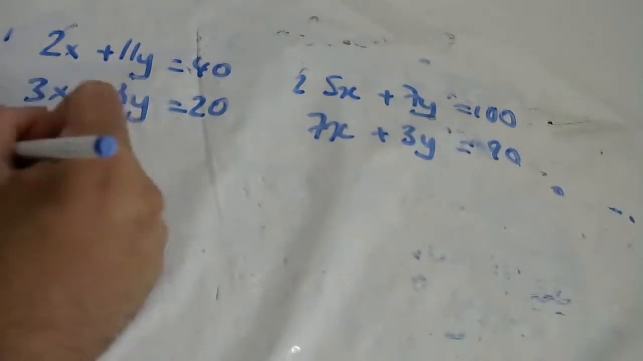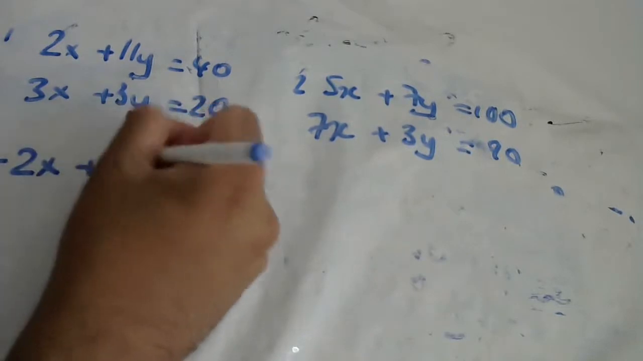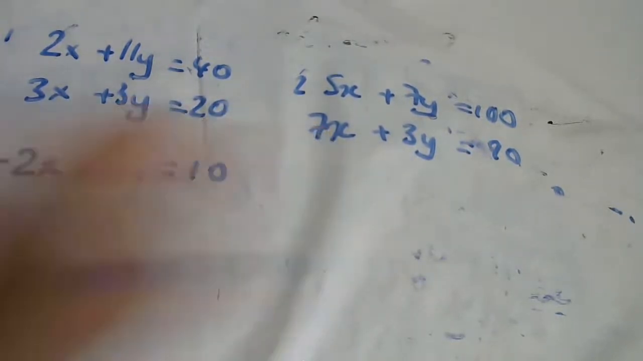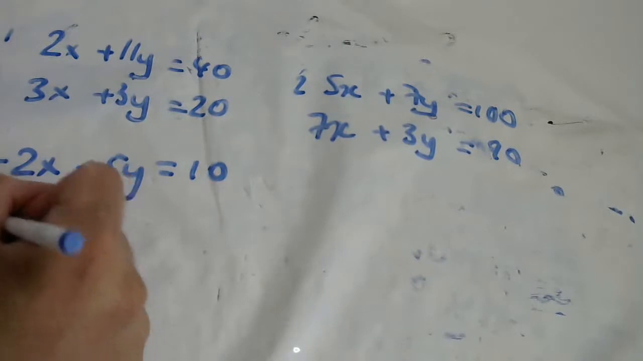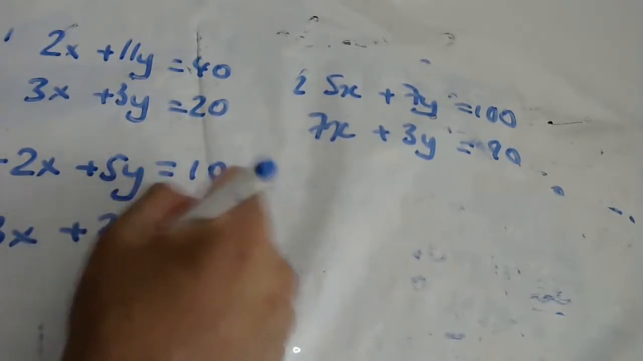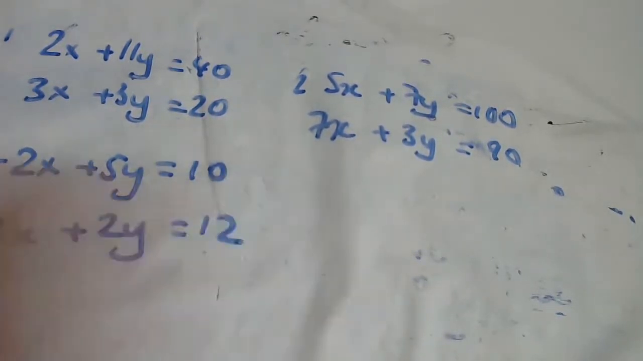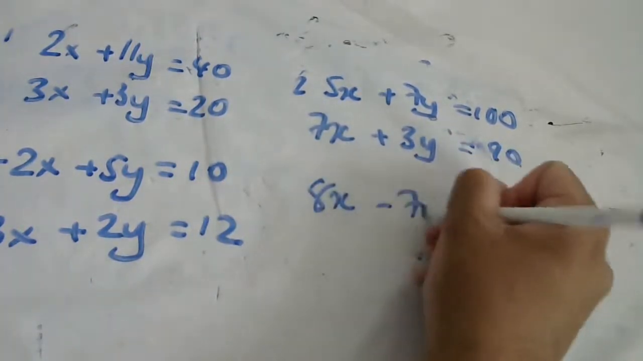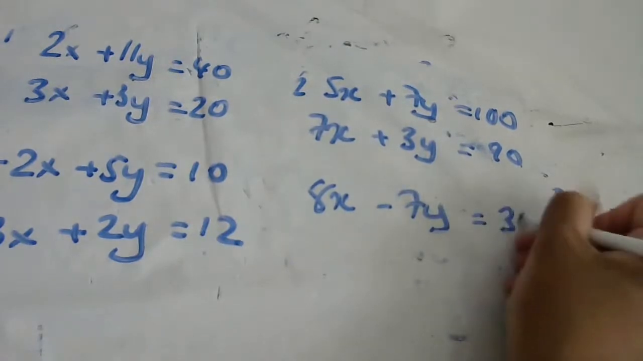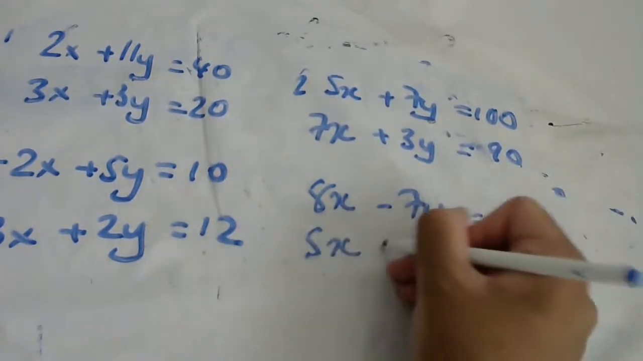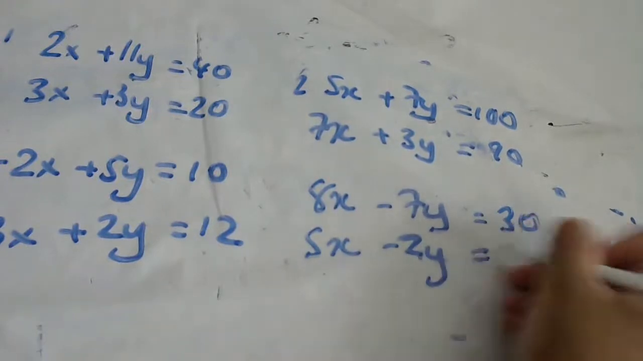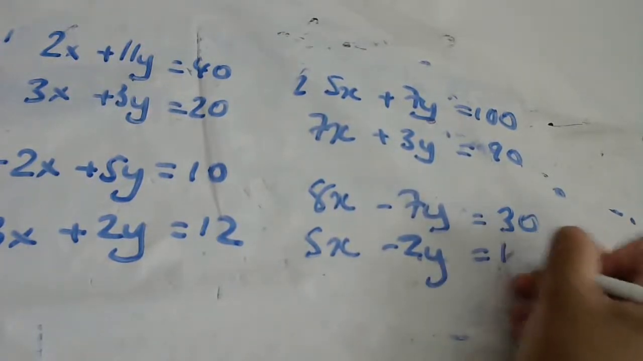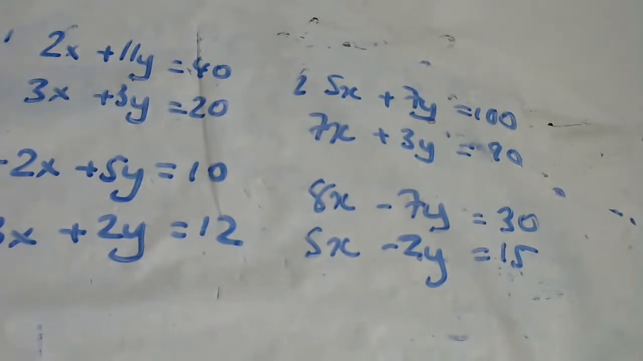Number 3, minus 2x plus 5y is 10, and 3x plus 2y is 12. Number 4, 8x minus 7y equals 30, and 5x minus 2y equals 15. Right, so those are your 4 questions. Can you copy those down for me?